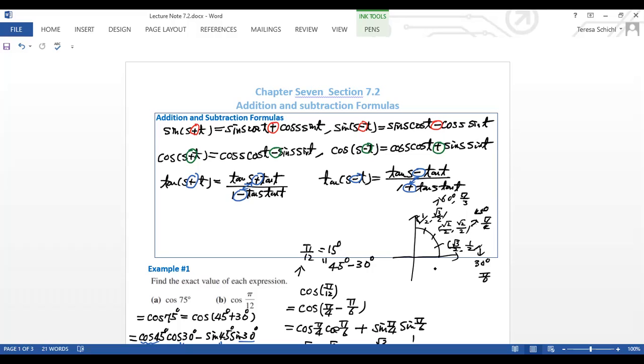I hope you have a pretty good understanding of how to use the addition and subtraction formulas. Looking forward, our next section covers probably the most important formulas for trig when you go into calculus: the half angle and double angle formulas.